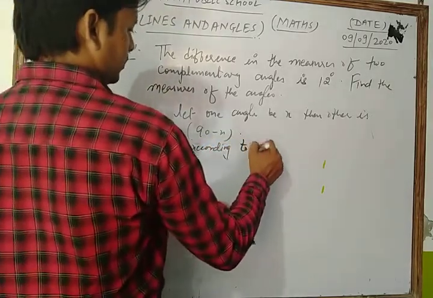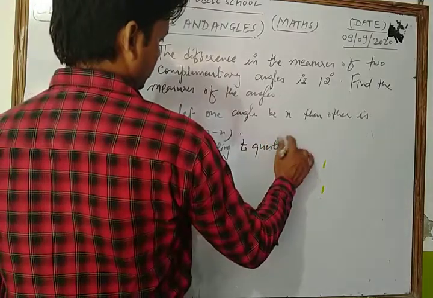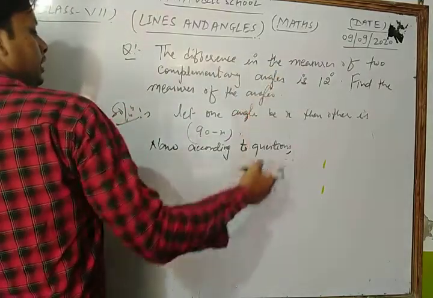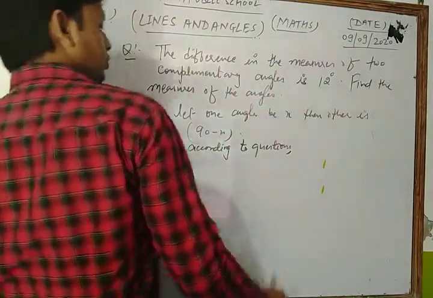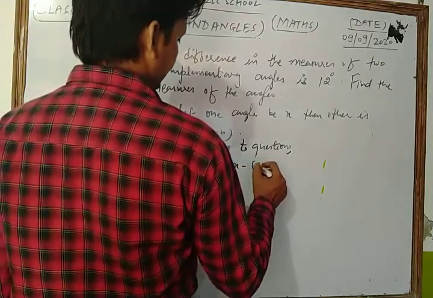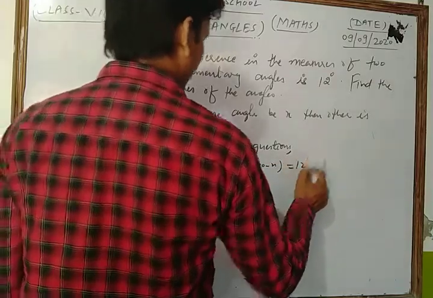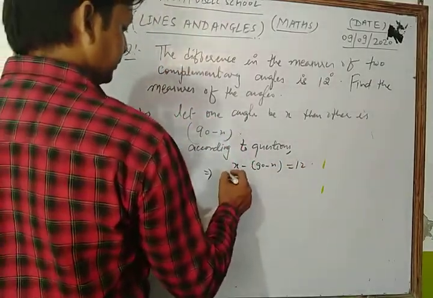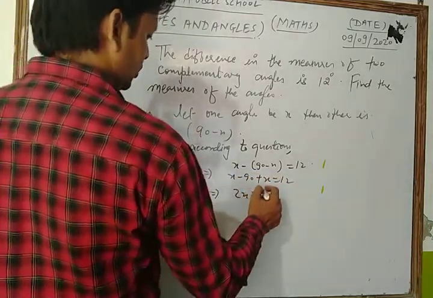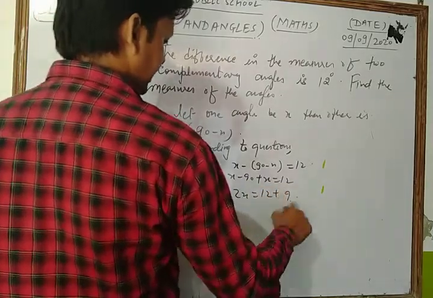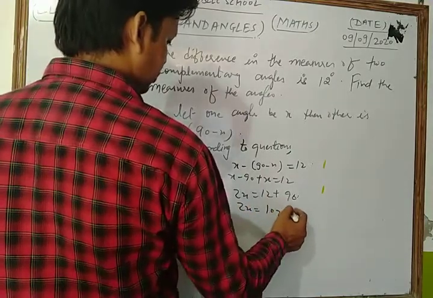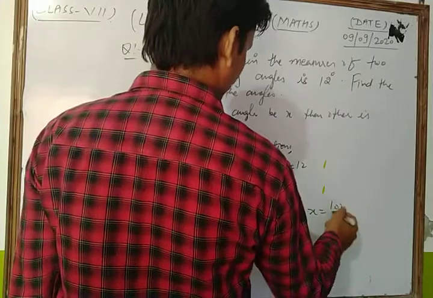Now according to the question, what is the question? The difference in the measures of two complementary angles is 12. Their difference is what? 12. Means x minus (90 minus x) is equal to what? 12. Now we solve that. x minus 90 plus x is equal to 12. So we get 2x is equal to 12 plus 90. That is, 2x is equal to what? 102. So the value of x is 102 upon 2.